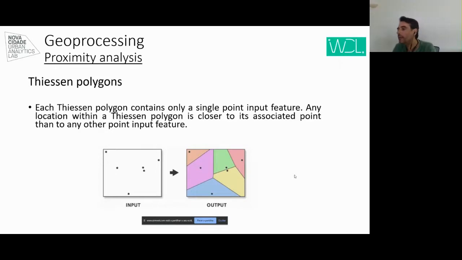You can also construct artificial surfaces when you have a set of points, for example, through Thiessen polygons that contain only a single point input feature. Any location within a Thiessen polygon is closer to its associated point than to any other point input feature. For example, you may want, for a specific point, to aggregate other spatial characteristics that are near the point. You can create this tessellation through Thiessen polygons and aggregate at each polygon that corresponds to each point all the other variables that you are trying to model, and have your master table ready for modeling.